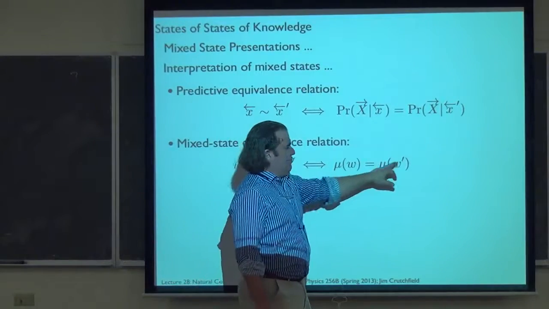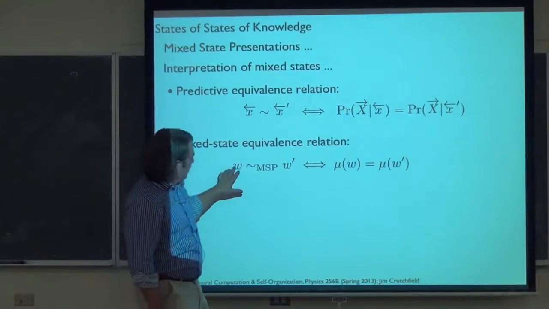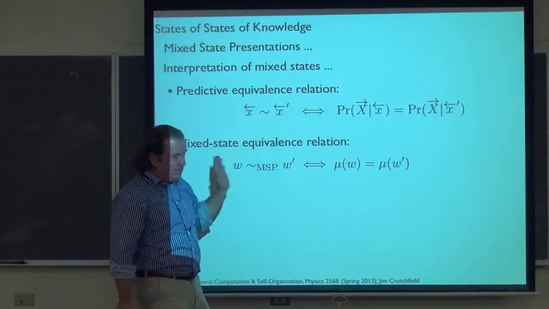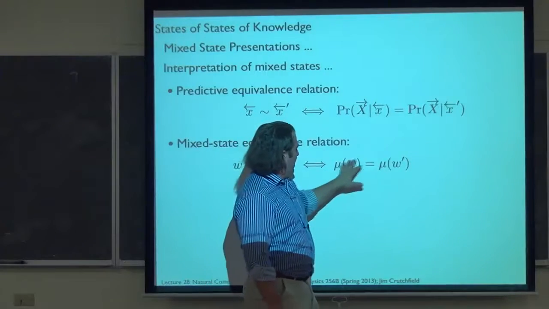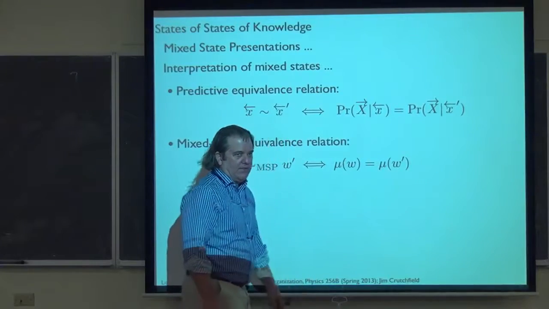when the state distributions are the same. Now, what might be the connection here? Well, these are words that we've seen. So these W and W prime are sort of like pasts. And then now we're looking at the equivalence of the state uncertainty, these mixed states.